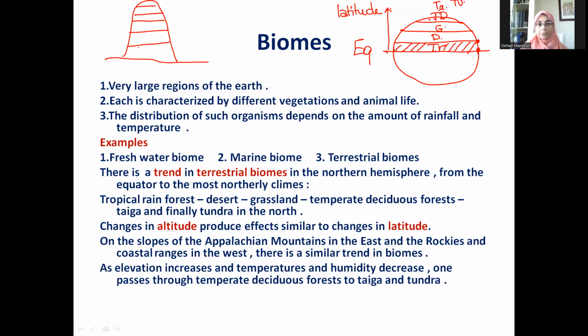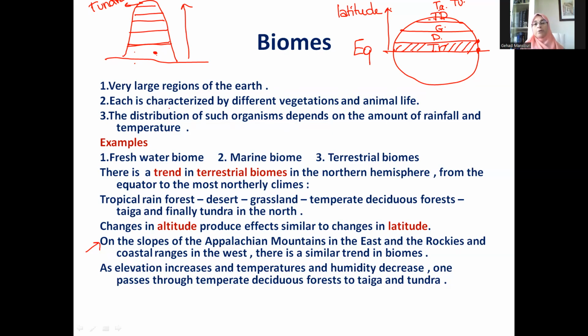So if you have a group of organisms at one level, for example tropical forests at the bottom, and then go upwards, you would have tundra, meaning that changes in altitude make similar changes as the changes in latitude. For example, let's give the example that is present on the slides.